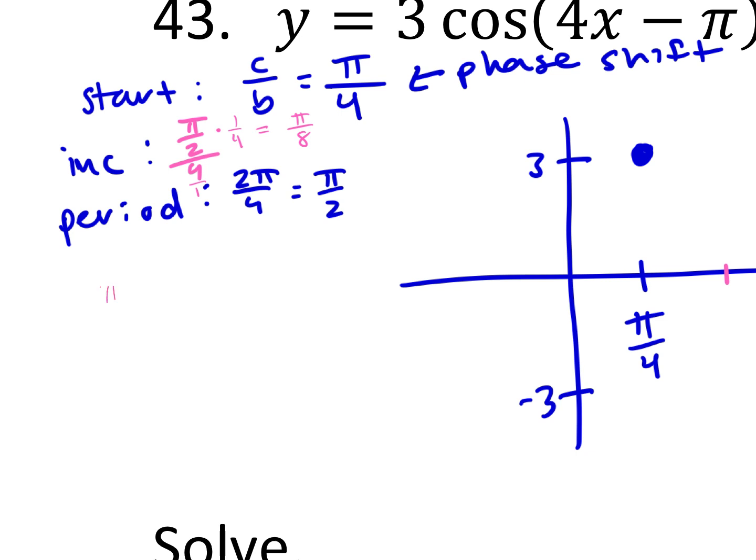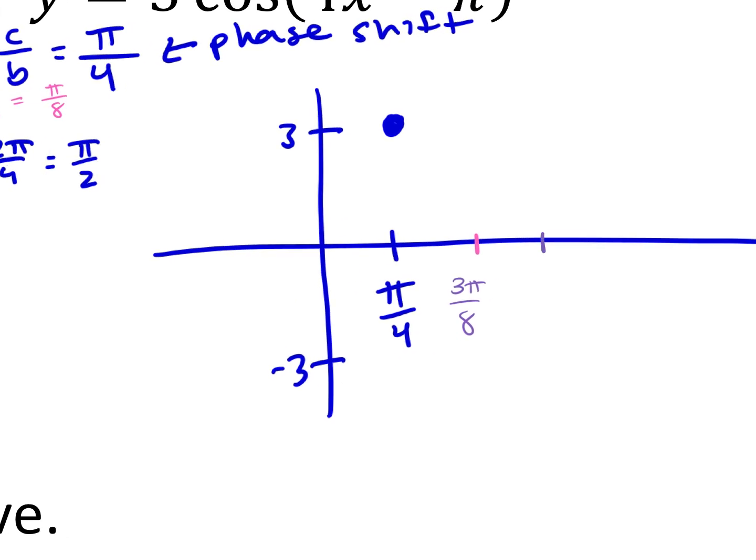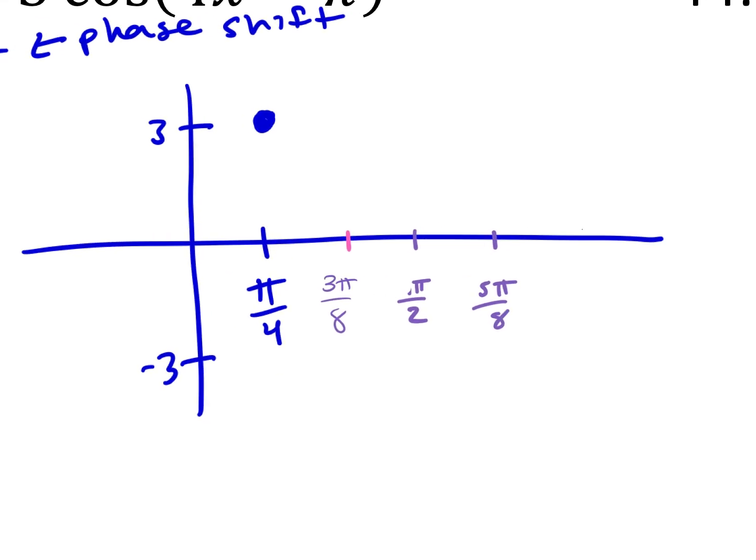So it would be pi over 4 plus pi over 8. So I would have to change pi over 4 to be 2 pi over 8. So that would make this 3 pi over 8. Then I add another pi over 8, so 4 pi over 8, which would be what? Pi over 2, perfect, because we always should simplify. Then I add another pi over 8, so that would be 5 pi over 8. And then one more, I have 6 pi over 8, which simplifies to 3 pi over 4.